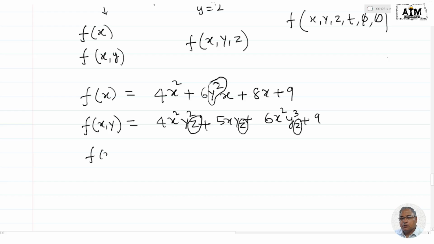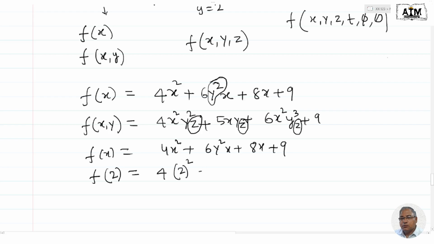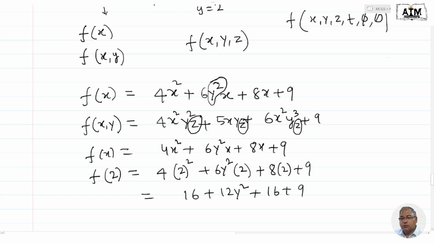For example, suppose f of x equals 4x square plus 6y square x plus 8x plus 9. And suppose you want to find the value of f of 2. Then wherever x is there, we replace it by 2, like 4 times 2 square, 6y square as it is, because we don't touch the y term, we touch only x terms. So this is equivalent to 4 fours are 16 plus 12y square plus 16 plus 9. So this is nothing but f of 2.